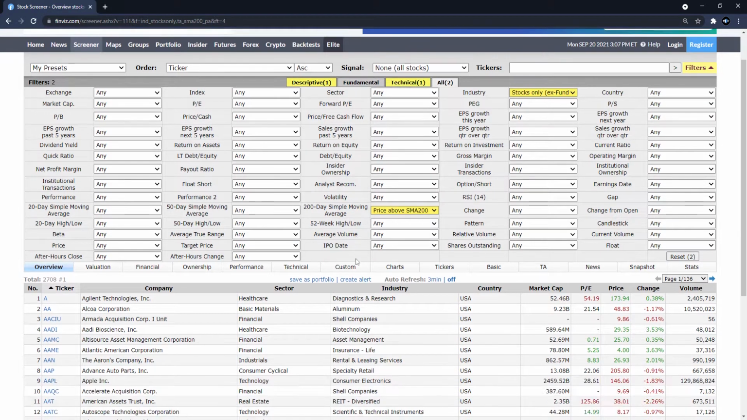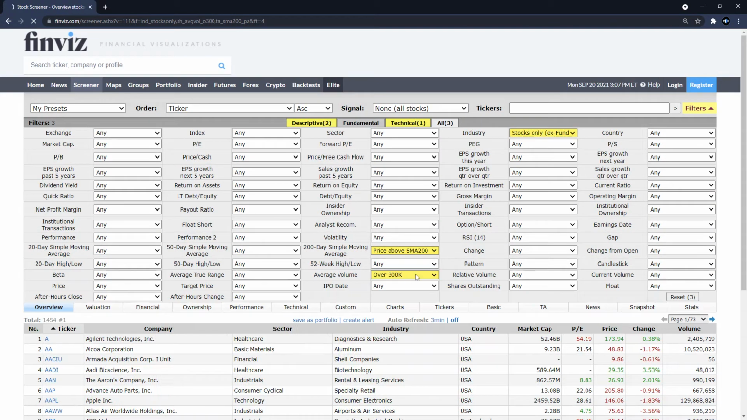What does the average volume mean? It's basically the average amount of shares traded for a stock per day. What I personally like to fill out is over 500k, 750k, or over 300k. So right now we're going to go with over 300k.